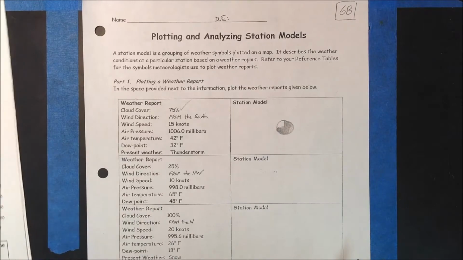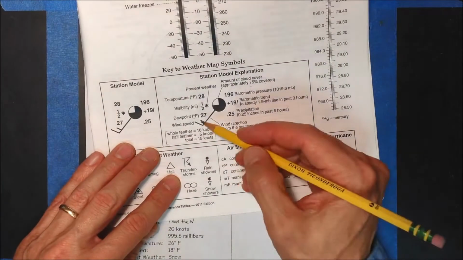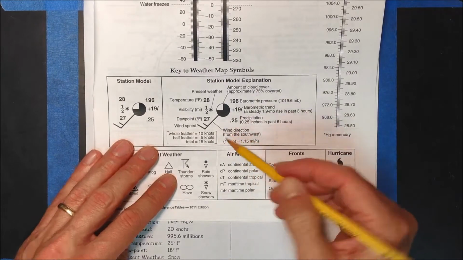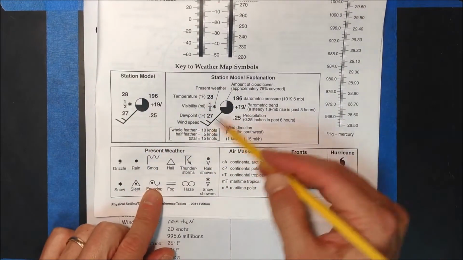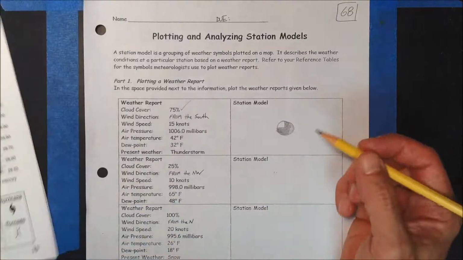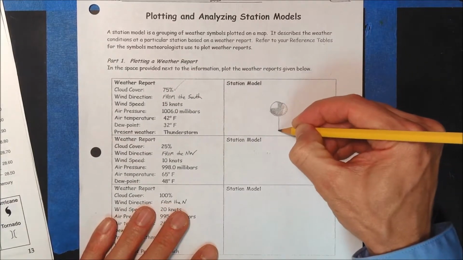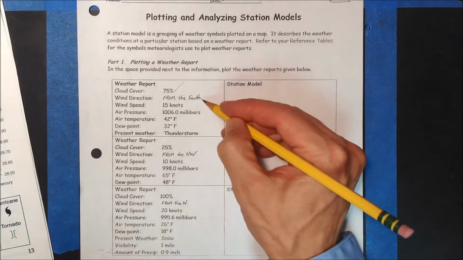Wind direction from the south, and this is where kids have trouble. Wind speed here, you always use this as a guide. This wind direction is from the southwest, meaning it goes this way, so it goes from the end towards the center. So if I want from the south, the wind direction has to go like this. Okay, this is showing that the wind is blowing that way. Make sure you know that.